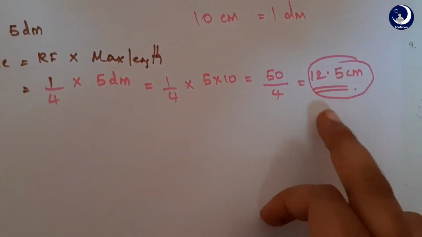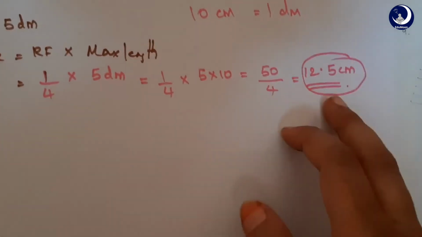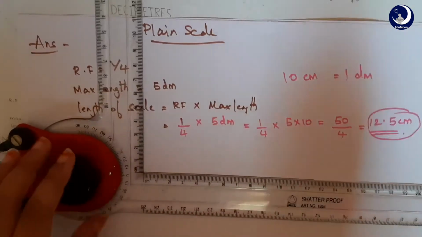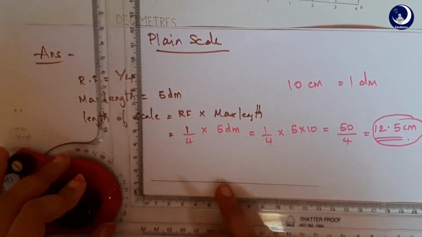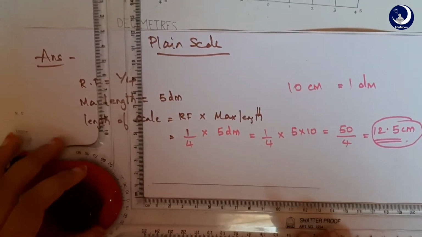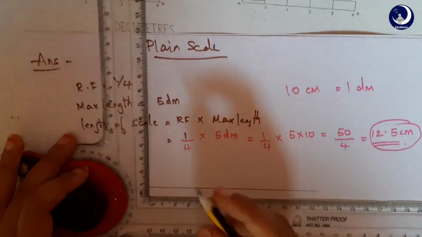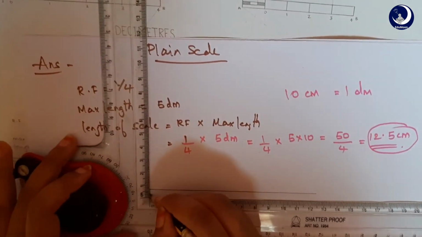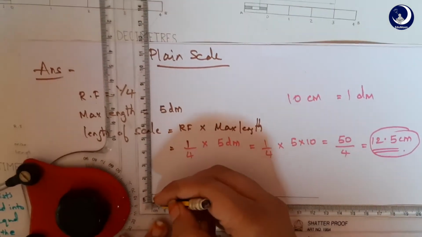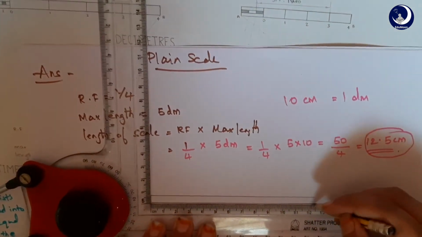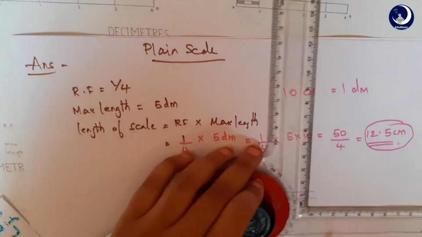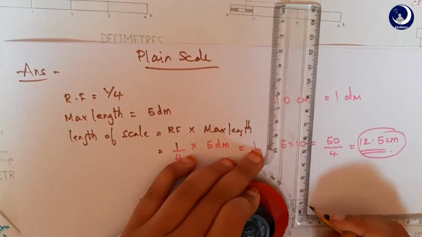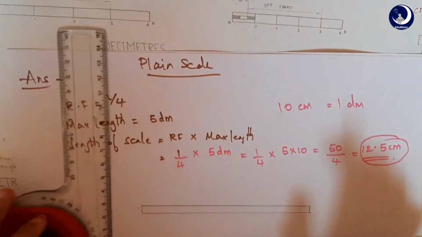So we have found the length of the scale. So now I'm going to draw a line of 12.5 centimeters. So I have drawn a line of 12.5 centimeters, and we have discussed the line. The scale cannot just be a line, so I'm going to give it some width of 5 to 6 mm. And then I'm going to complete the rectangle. So this is our scale.